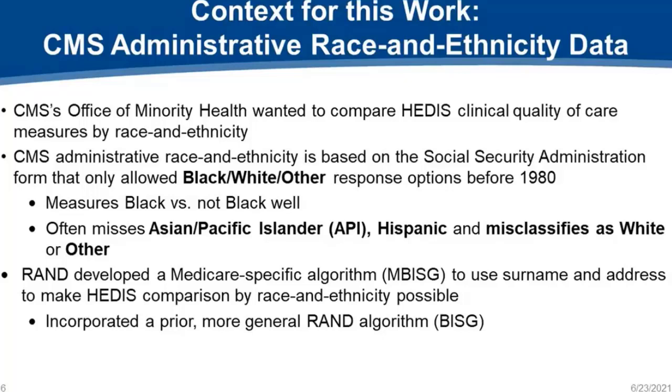And so we developed a Medicare-specific approach to use name, address, and other information to try to make this variable match what people say in self-report as closely as possible, so that we could take other things like HEDIS measures of quality of care and compare them as accurately as possible using race and ethnicity. And part of this approach involved taking this pre-existing name and address approach called the BISG and adapting it for the Medicare context. Next slide, please.